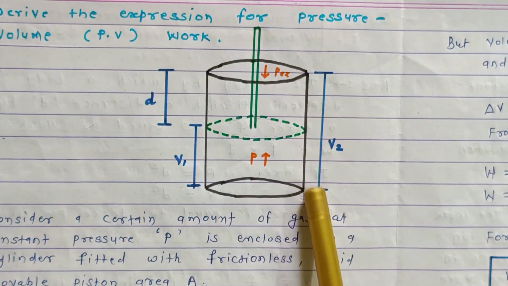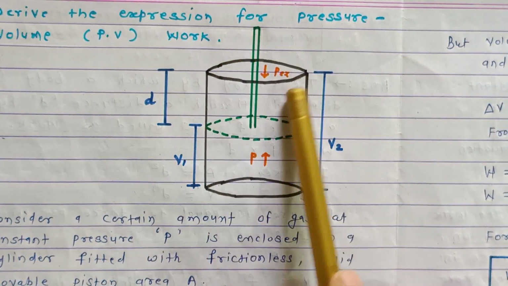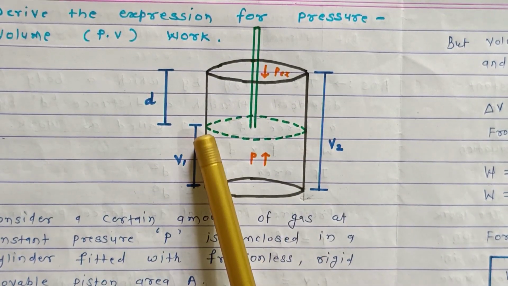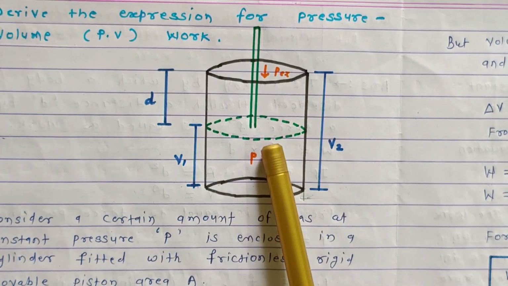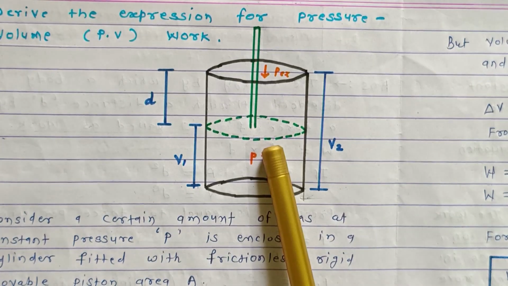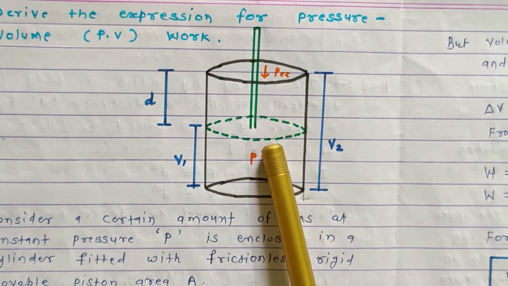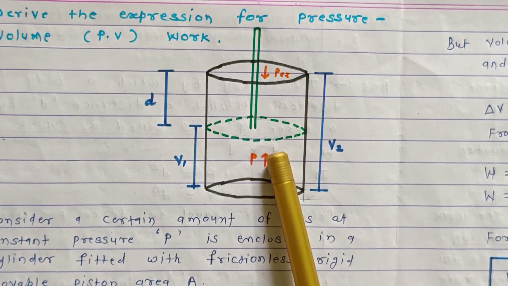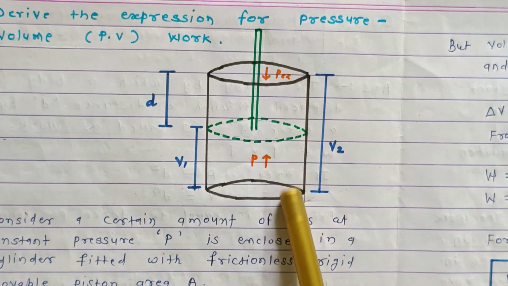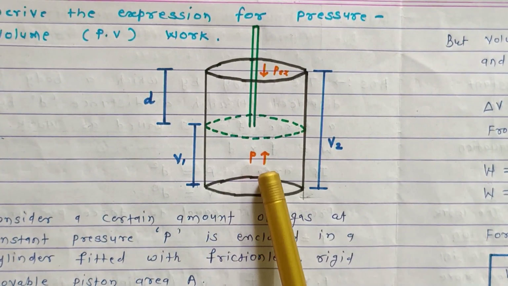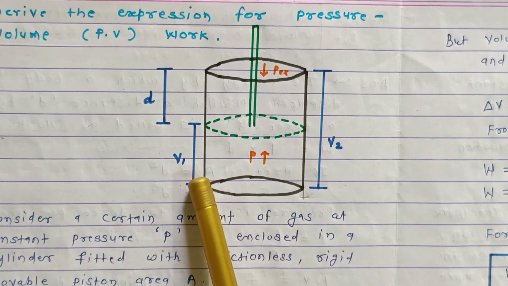So this is our cylinder, this is the bottom, this is the top portion, and the piston is present here. You know the piston of the pump which is used for filling air in a bicycle: we push it downward, and it moves upward and downward. So initially our cylinder has the pressure P and its volume is V1.